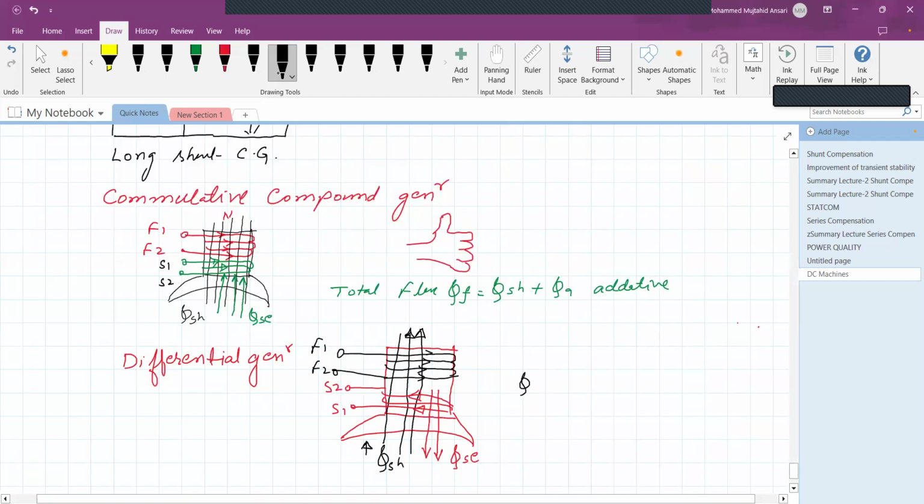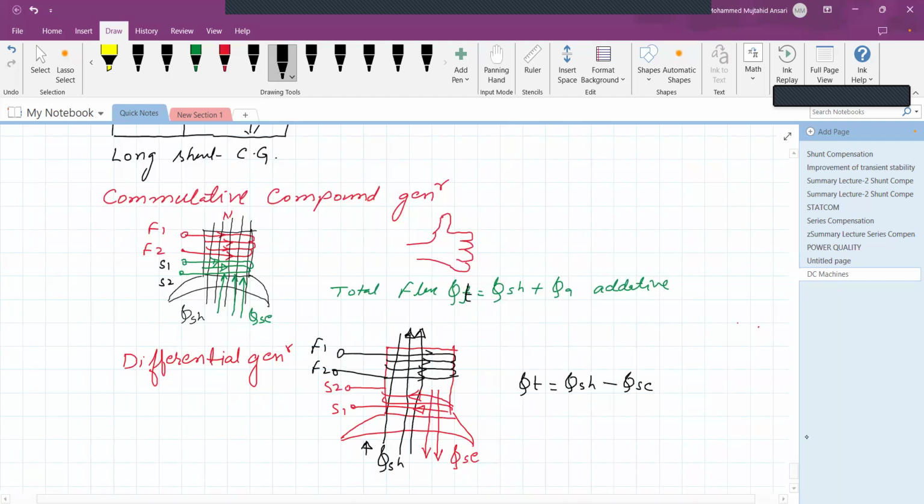So what is the total flux? Phi T is equal to phi SH, because a larger number of turns are there, so the flux created by the shunt field winding is more, and the flux created by the series field winding will be less. So minus phi SE. Here it is not additive, it is subtractive, and because it is subtractive, it is called a differential generator, isn't it?